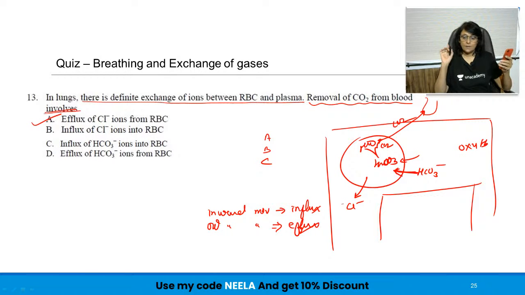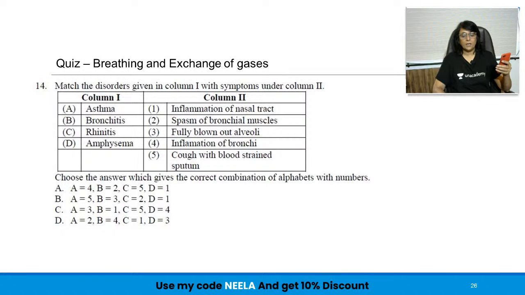Clear? So those who gave the answers as B or C, removal of this is due to, okay, I think some people got confused because of this. Okay, I got it. Why you got confused? But it is the chloride ion which is the main thing which is considered here. All right. 14th question, read it again carefully and then answer. Match the column. 14th.